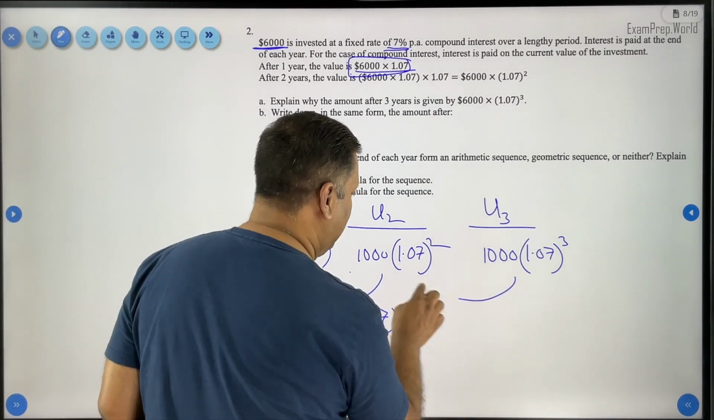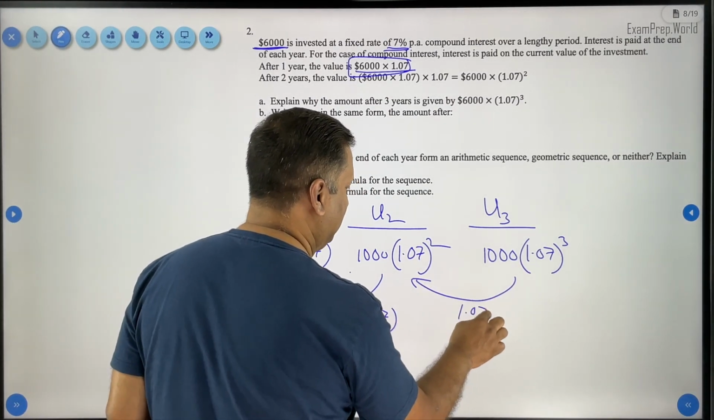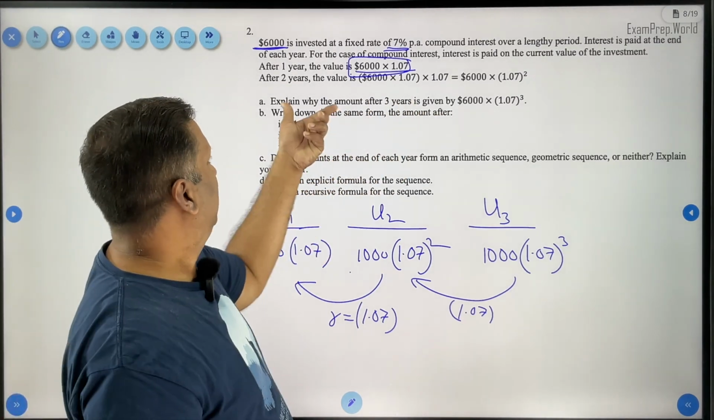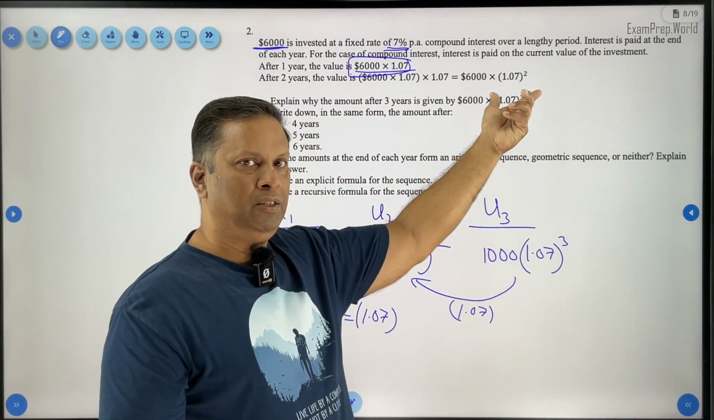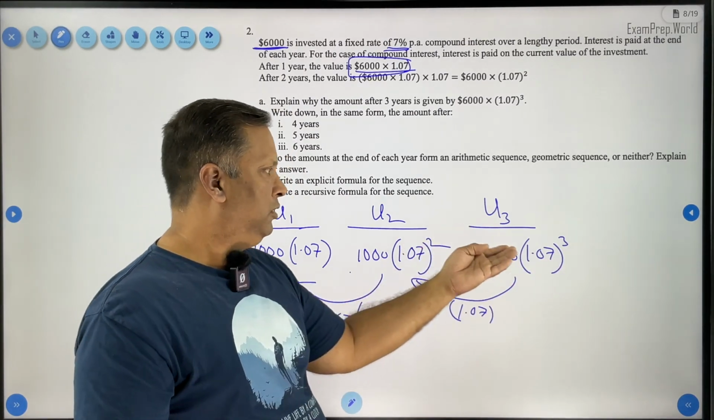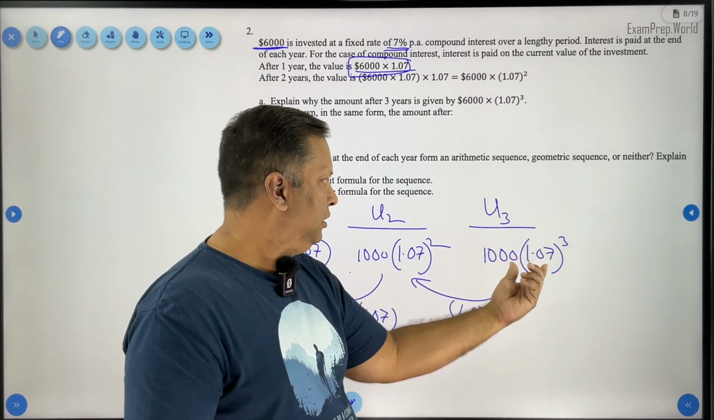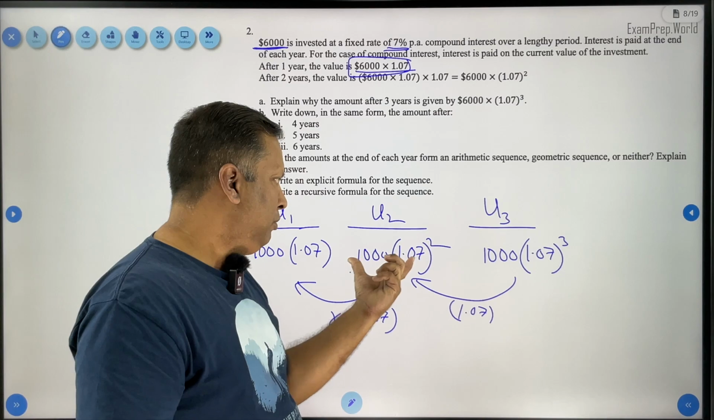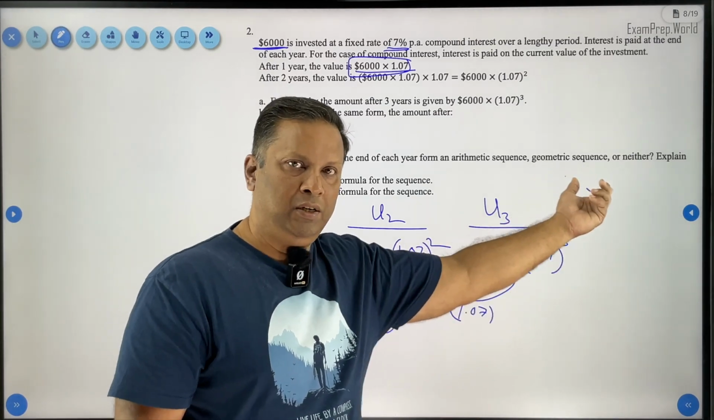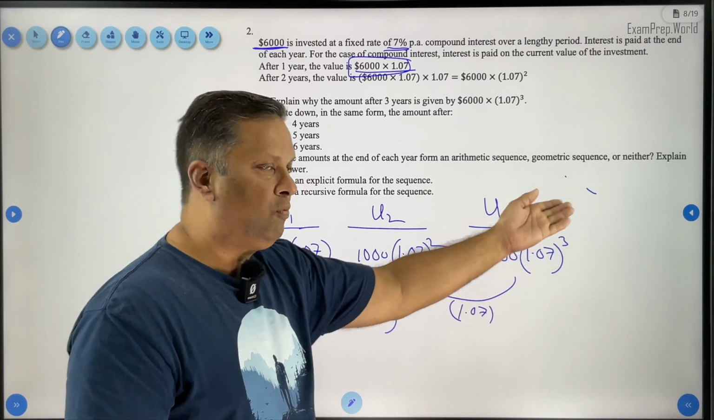Because this divided by this also should be 1.07. So what explanation are you going to give? Explain why the amount in 3 years is given by this. You say because the common ratio is 1.07. So at the end of year 3, the amount will be multiplied by 1.07 once more, and it becomes the cube. At the end of the 4th year, it will be the power 4, then 5, and like that.